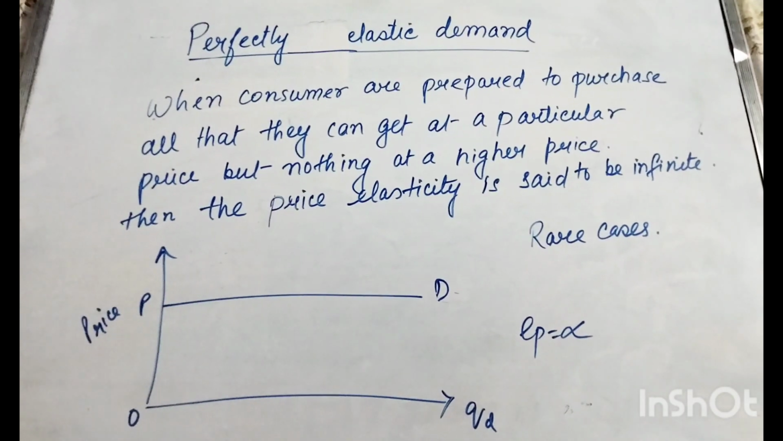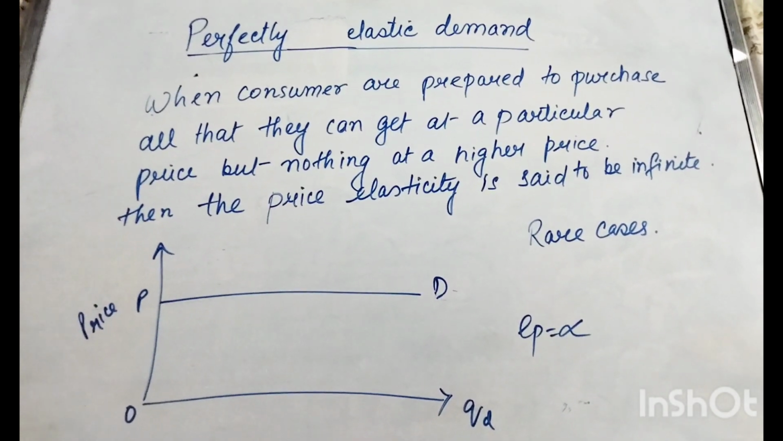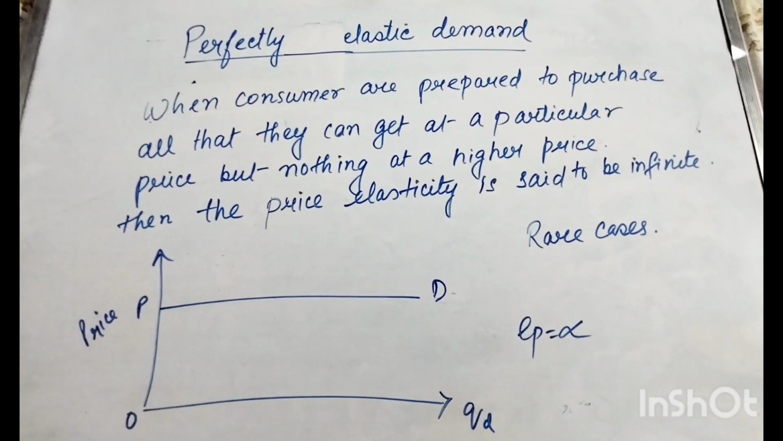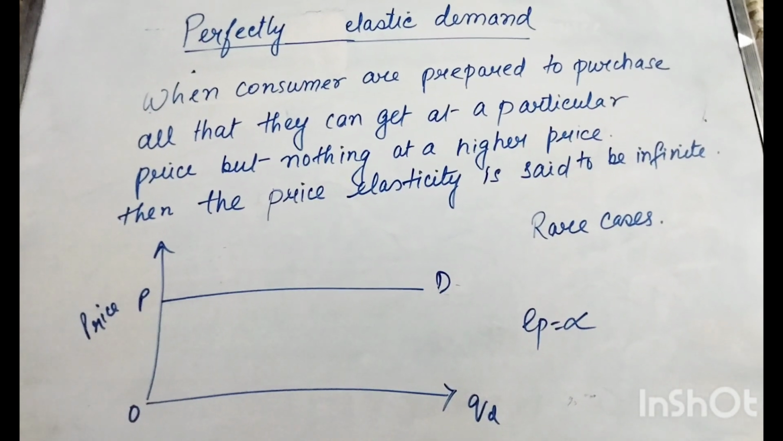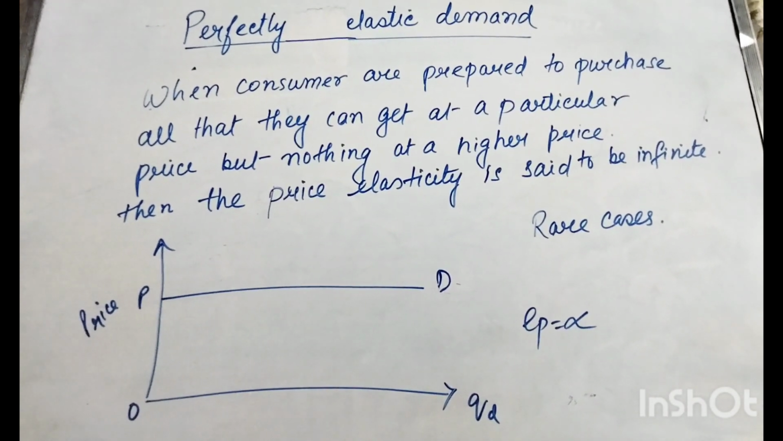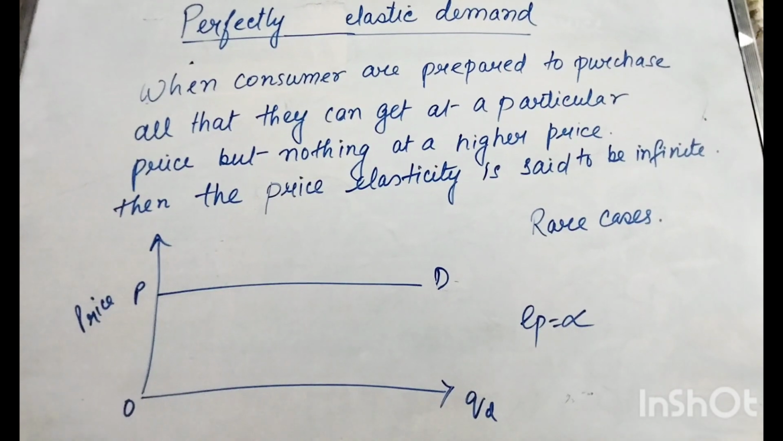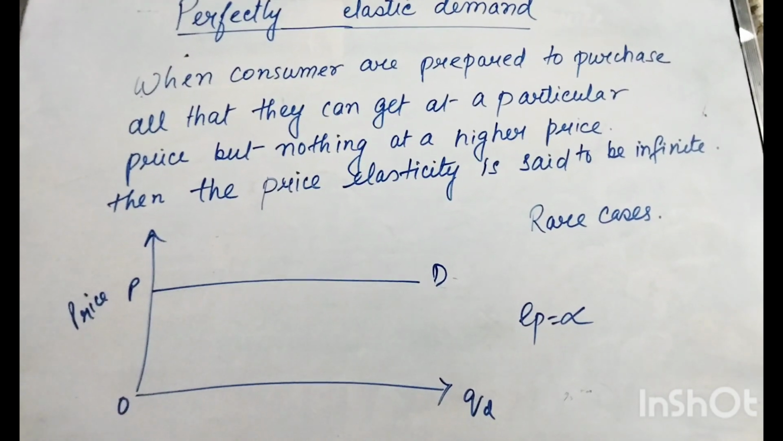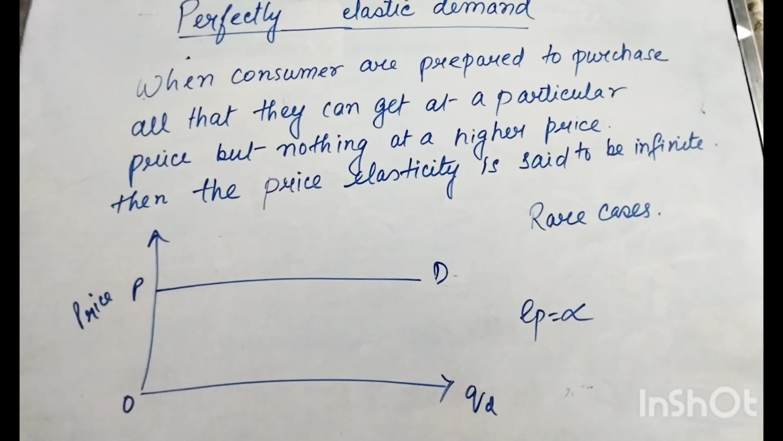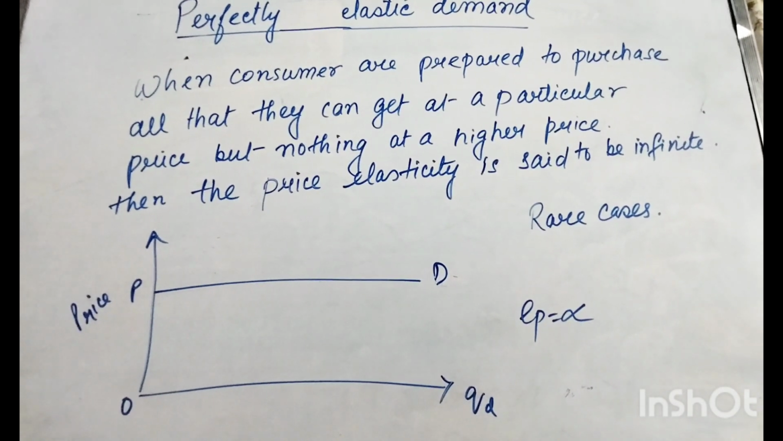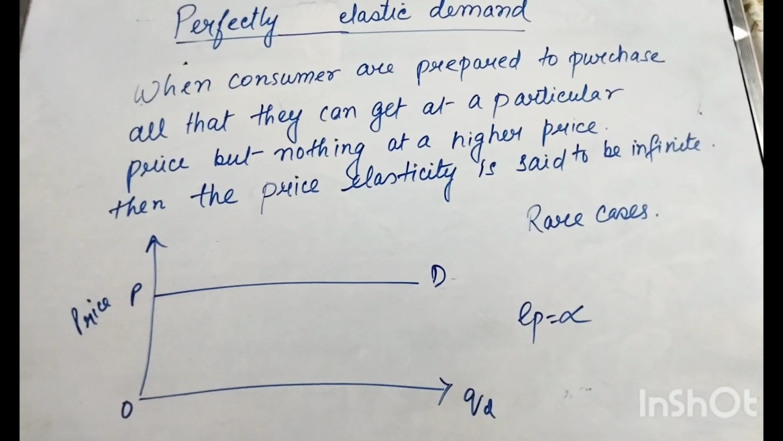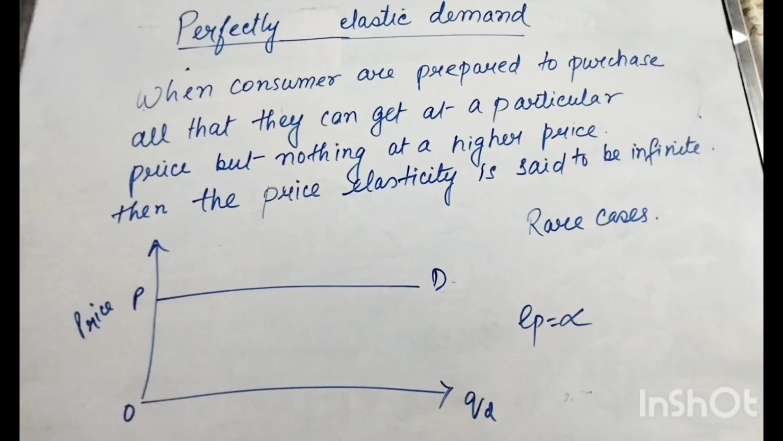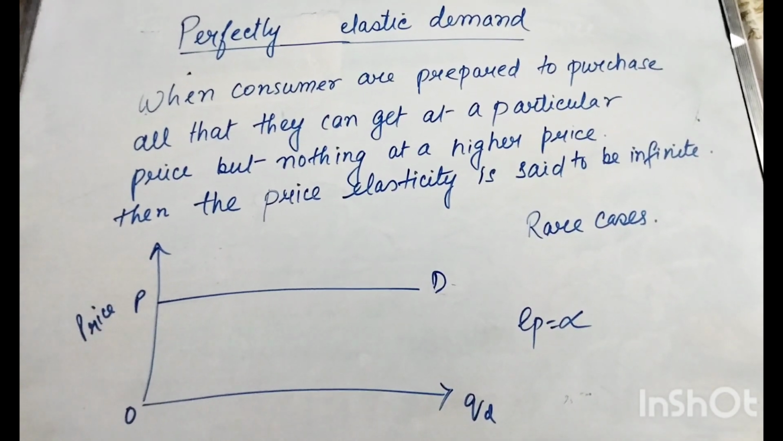For a slight change in the price, there will be a huge change in the quantity demanded. In that case, the price elasticity of the demand will be equal to infinity, and the demand curve will be horizontal. The demand curve will be horizontal in case of perfectly elastic demand.